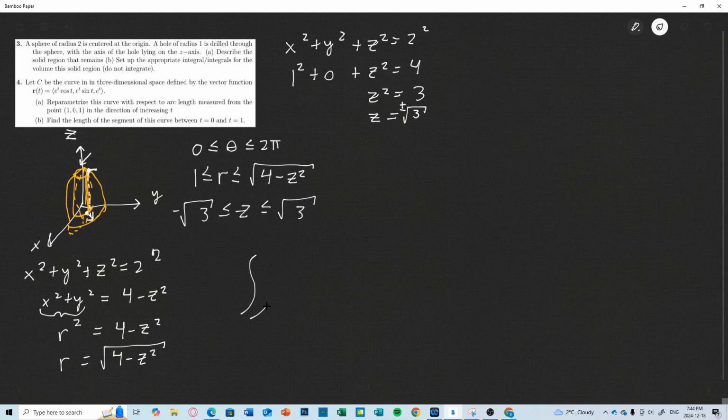So setting up this integral will look like 0 to 2 pi, negative root 3 to positive root 3, and then 1 to root of 4 minus z squared, r dr dz d theta.